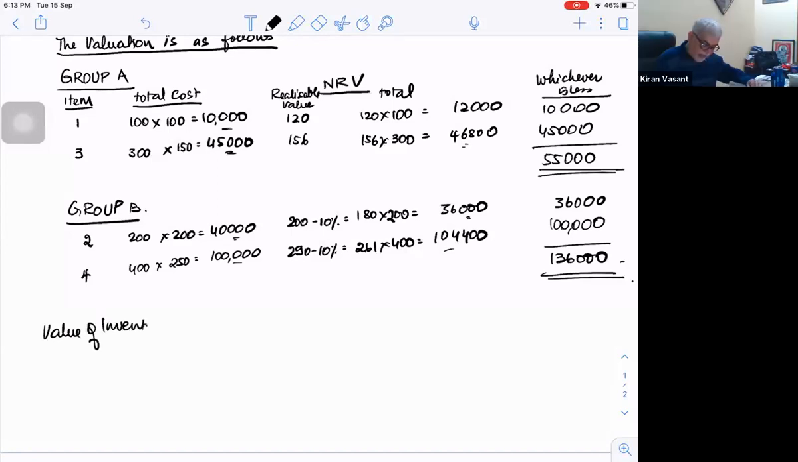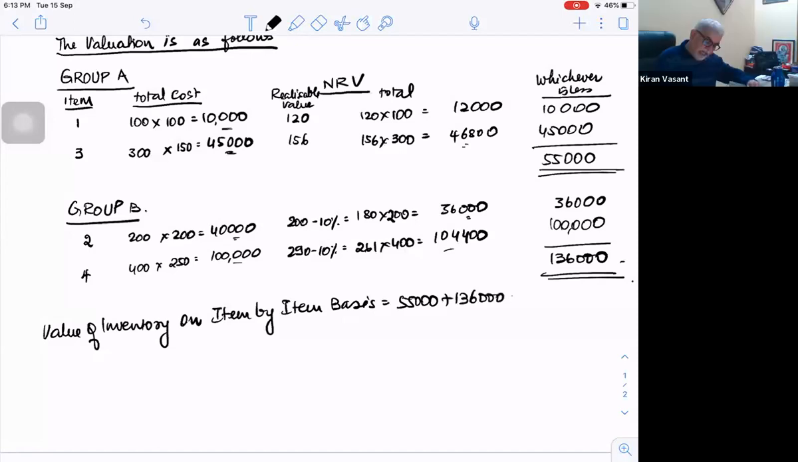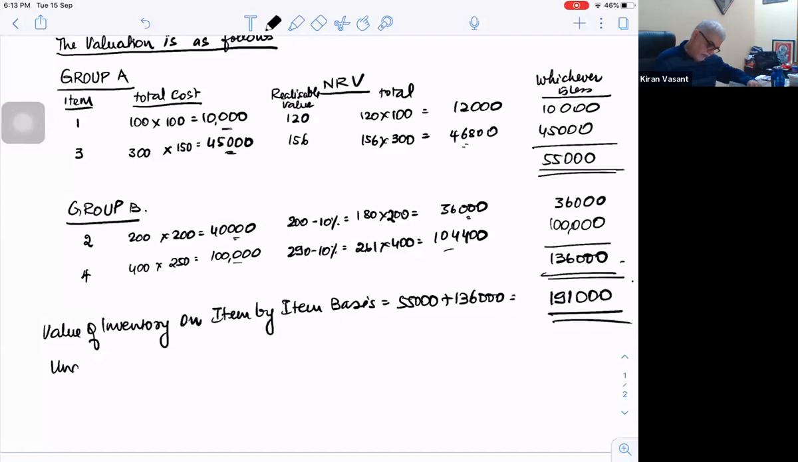So value of inventory on item by item basis is equal to 55,000 plus 1,36,000, which is 1,91,000. 1,91,000 under group by group method.